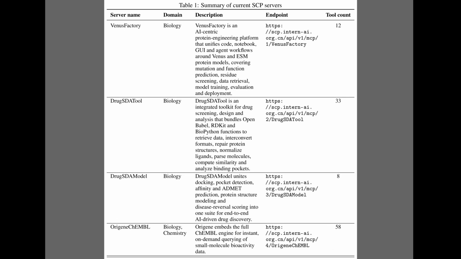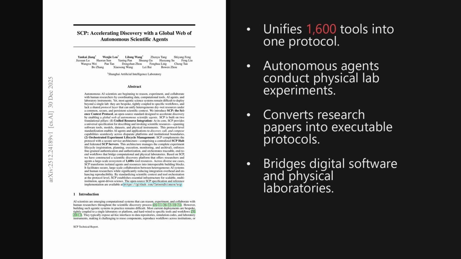Alright, expanding on the infrastructure behind those case studies, Table 1 lists some of the key servers currently active in the ecosystem. At the top, the Venus Factory server focuses on biology. It unifies 12 tools for AI-centric protein engineering, covering workflows like mutation prediction and model training. Below that, the Drug SDA tool server offers a broader integrated toolkit. It bundles 33 functions, including OpenBabel and RDKit, to handle tasks ranging from ligand normalization to binding pocket analysis. Finally, the Origin Chembl server at the bottom connects biology and chemistry, utilizing 58 tools to query small molecule bioactivity data.